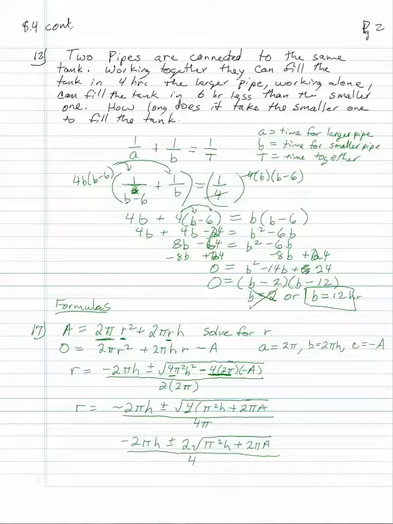And then I can factor a 2 from these two terms here and divide it with the 4 on the bottom. So basically we're going to factor out a 2 and cancel it with the bottom. And we're going to get negative pi h plus or minus the square root of pi squared h squared plus 2 pi A, all over 2 pi. And that will be the answer. So we just leave it like that. Did I drop my negative sign? Sure did. Okay, so there you go.